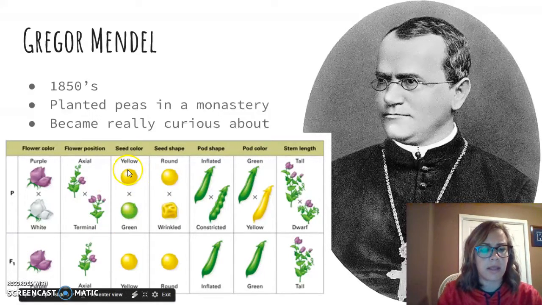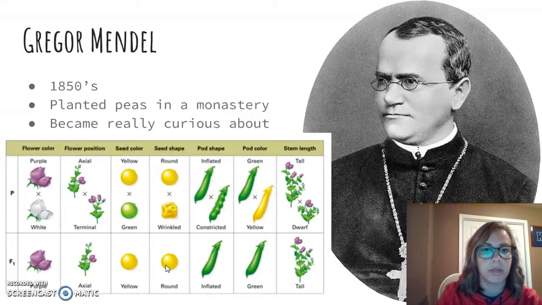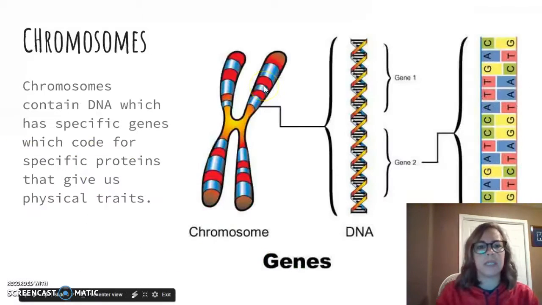And if I had the parents with yellow seeds and green seeds, why did all of my offspring turn yellow? Again, same thing with seed shape. If the parents were round and wrinkled, why did the first generation of offspring all get round traits? He asked these questions. That's what we're going to try and work through today.